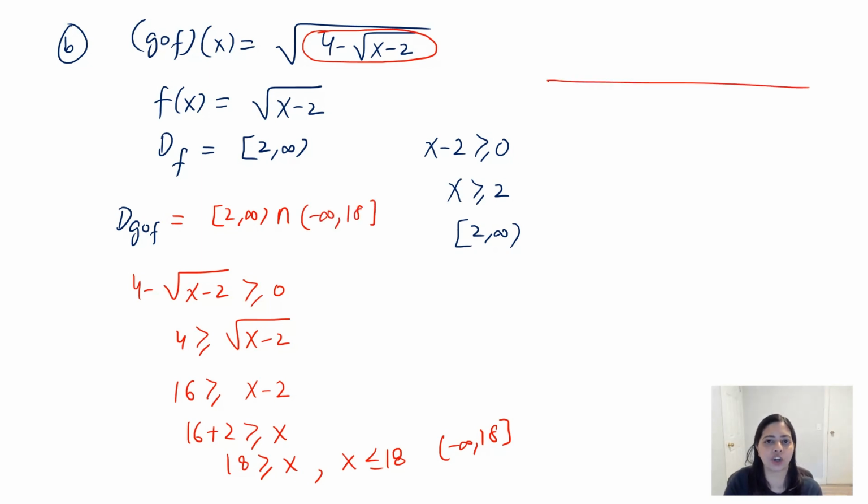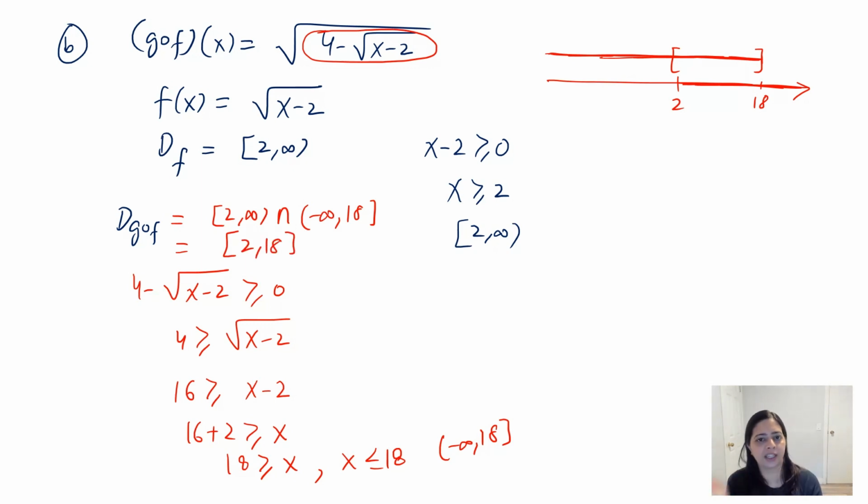If you process that on the real line, 2 to infinity, that's one interval. Another interval is negative infinity to 18. So clearly the intersection part is this much, 2 to 18. So this is the interval 2 to 18, x greater than or equal to 2, less than or equal to 18.